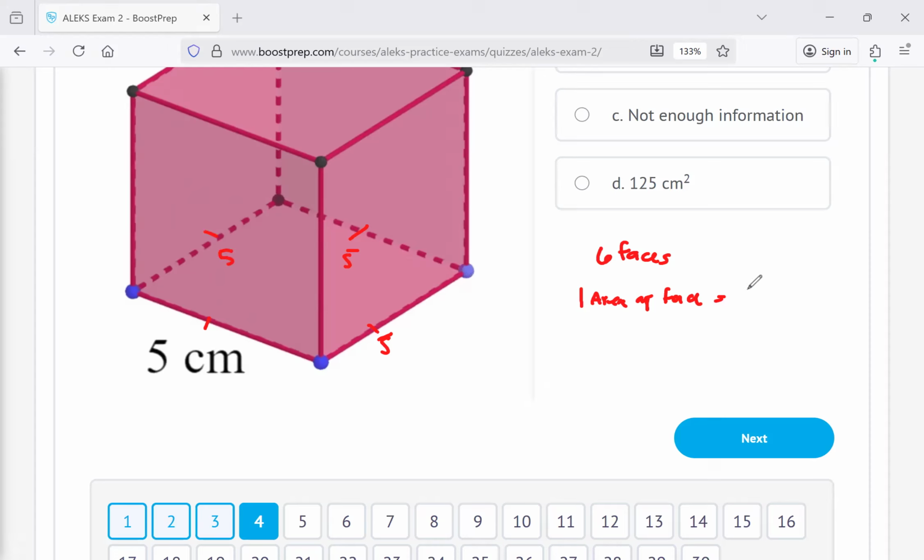Everything is 5. So what is the area of a square? It is length times width. 5 times 5, which is 25. So we want the total surface area. All you got to do is multiply 25 by 6, and you get a surface area of 150.